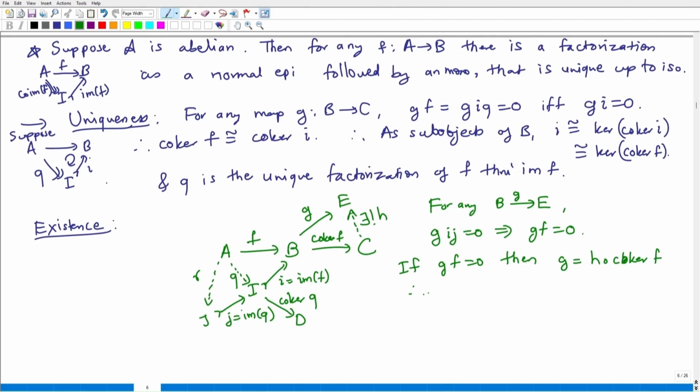So, can you show that GI is equal to 0? Therefore, GI is equal to H co-kernel F I, and I is the kernel of co-kernel F. So therefore, this is equal to 0. Okay, what did I show so far? GIJ equal to 0 implies GF equal to 0, and GF equal to 0 implies GI equal to 0.